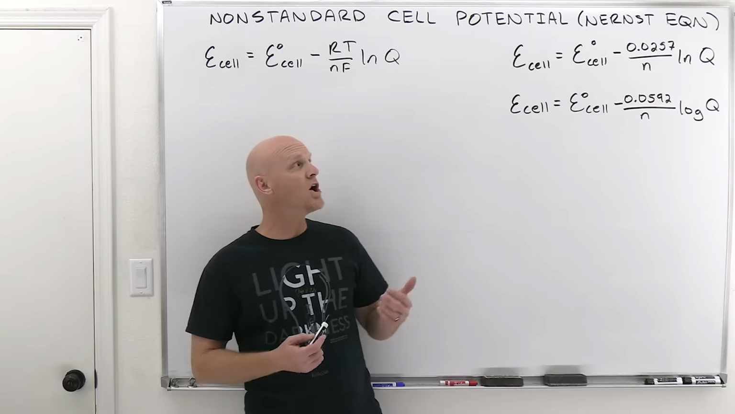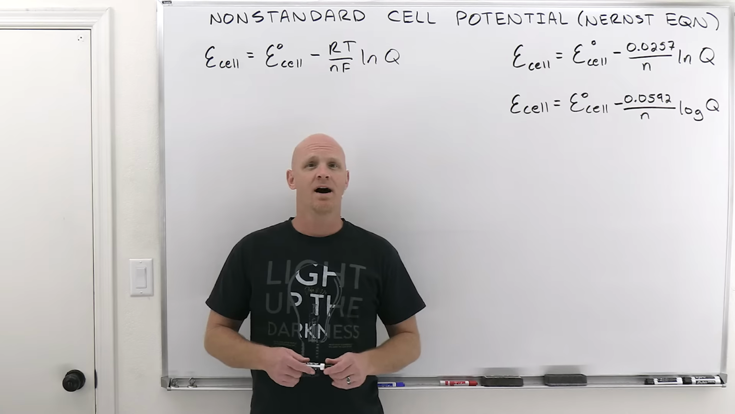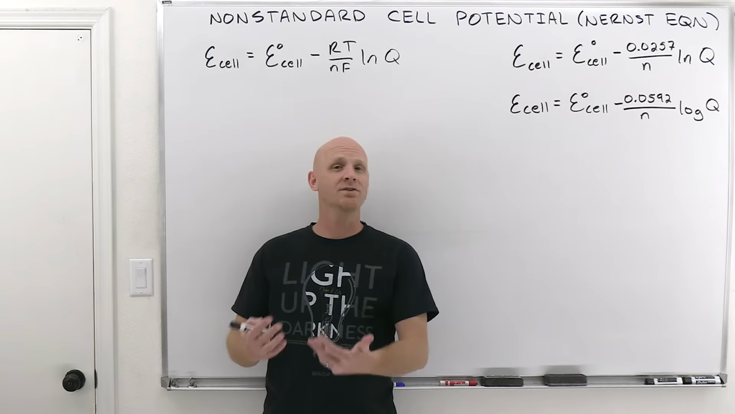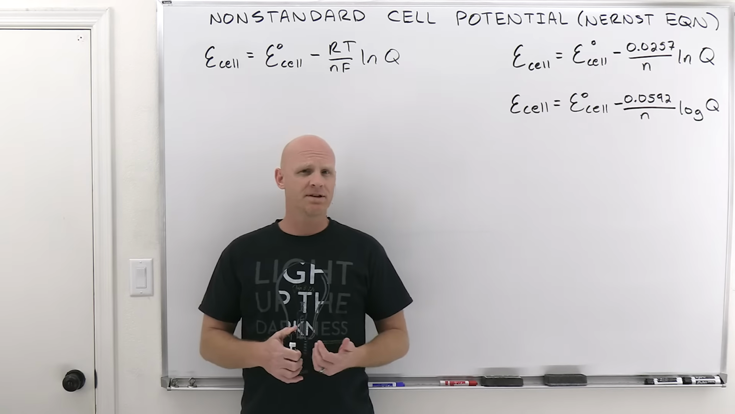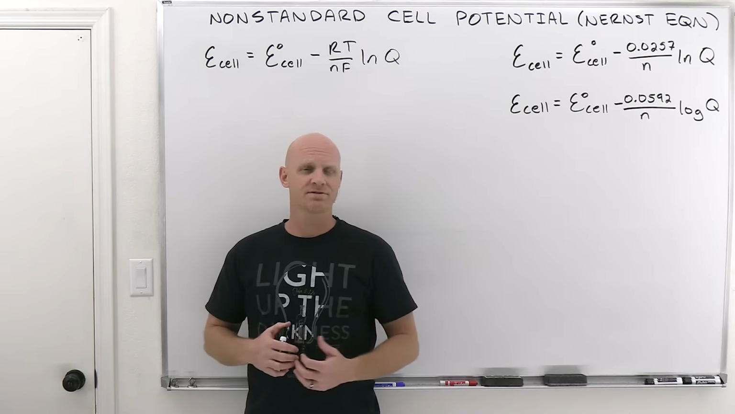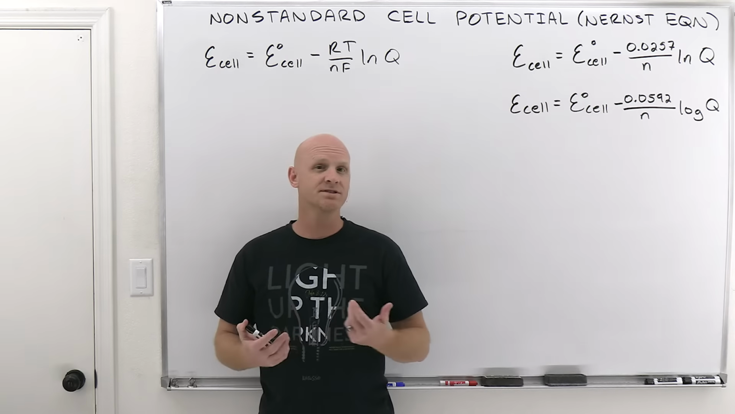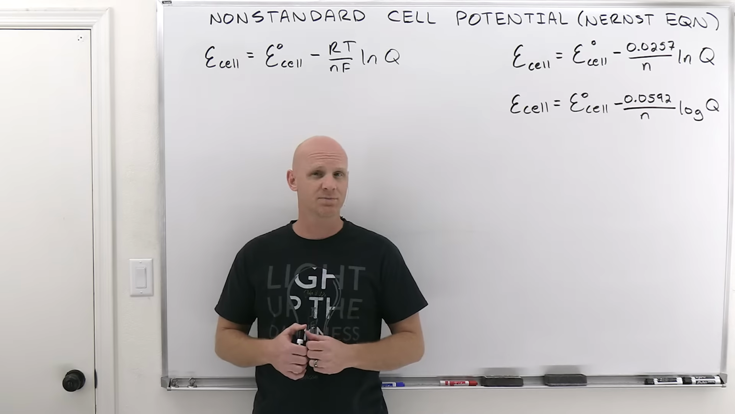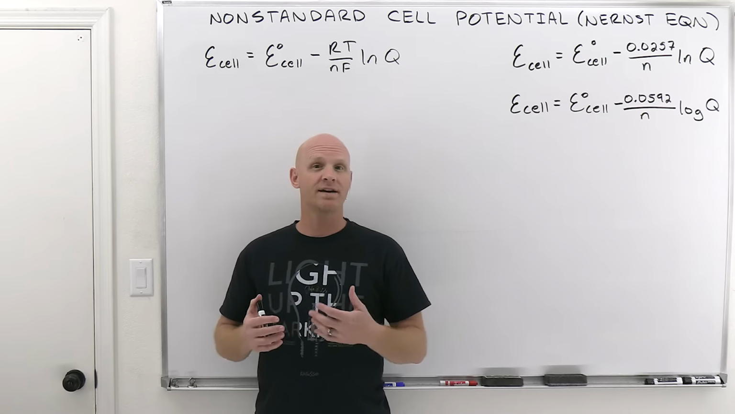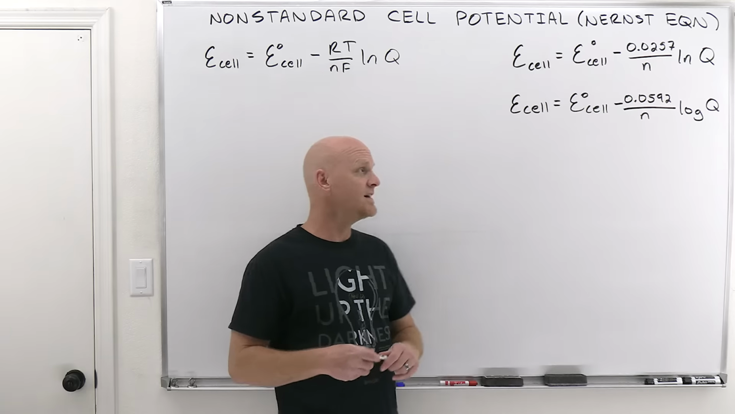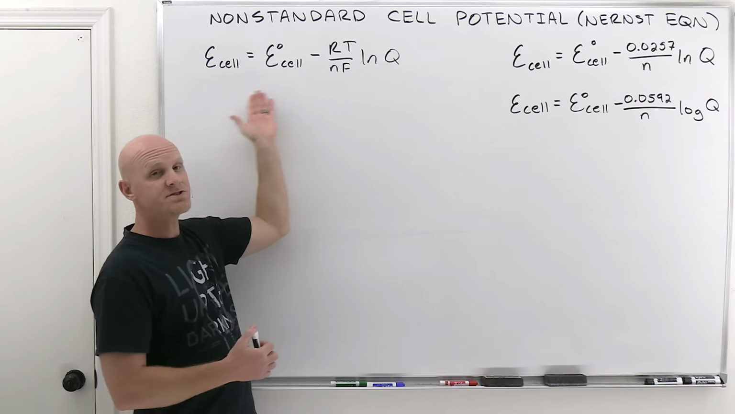All right, so calculating non-standard cell potential. In the last lesson, we learned how to calculate standard cell potentials. And this should be a little bit reminiscent of something we learned in thermodynamics. In thermodynamics, we spent a lesson learning how to calculate the standard value for delta G using some thermodynamic data in the back of your textbook. And then in the next lesson, we learned how to calculate the non-standard delta G.